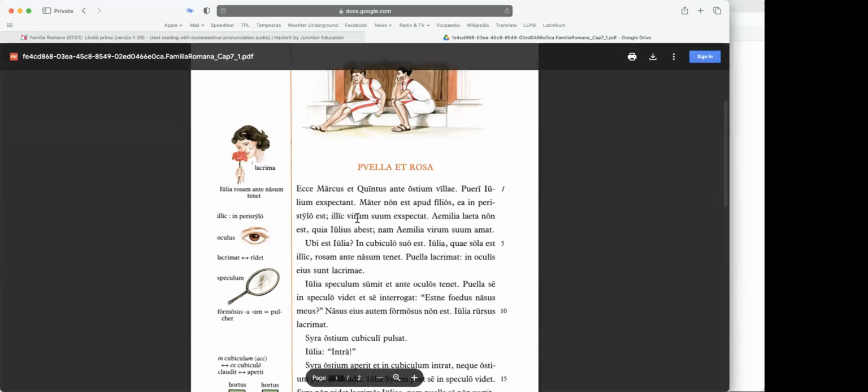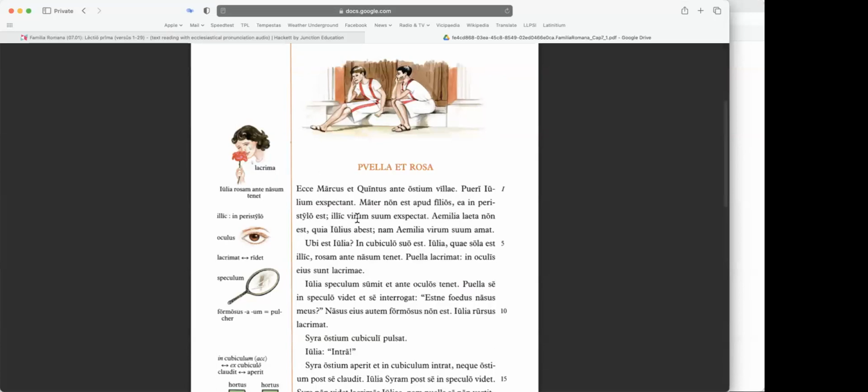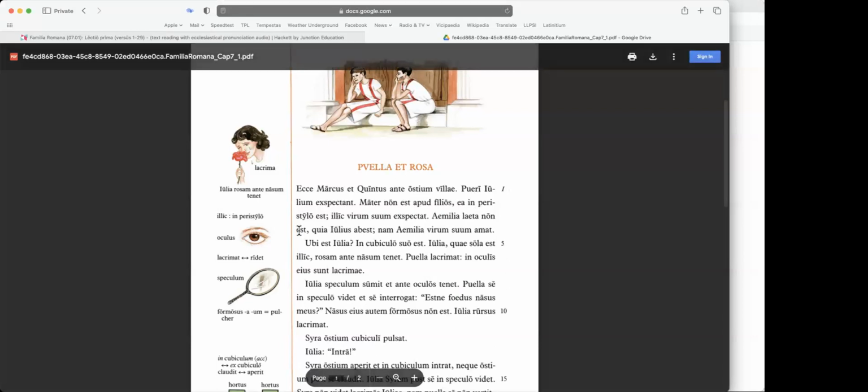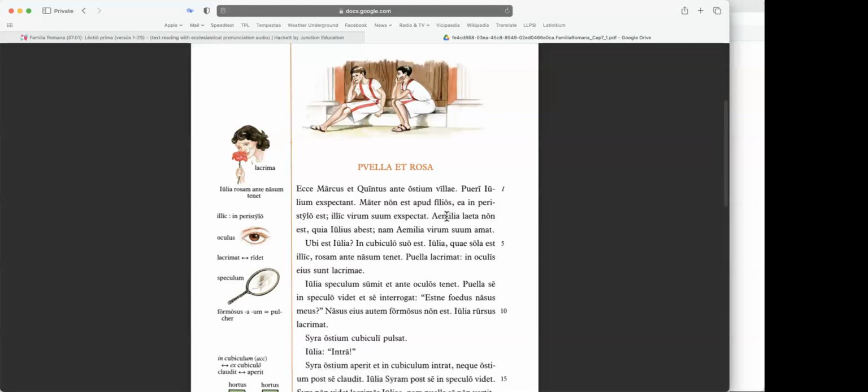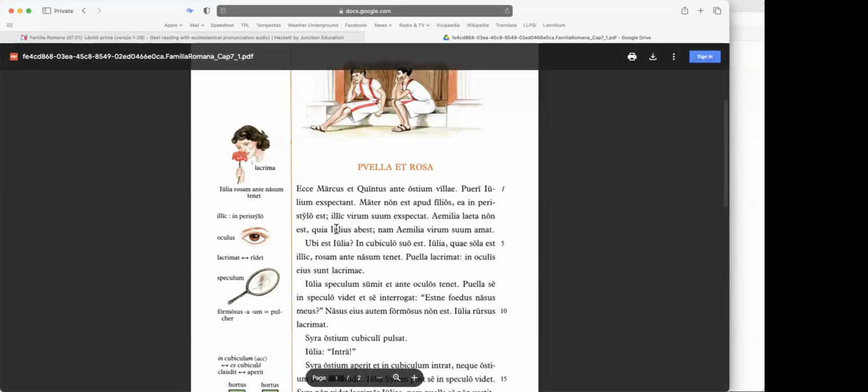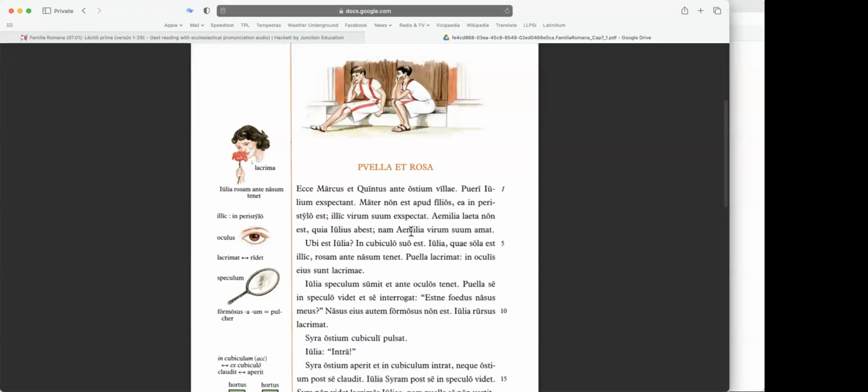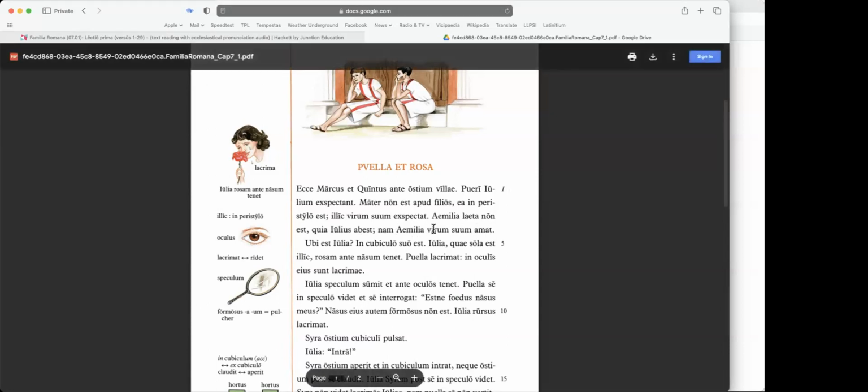Now, virum can mean man, but it can also mean husband in this context. And to a certain extent, we do that same thing in English. My wife would probably say, I'm expecting my husband, but it would be equally intelligible if she said, I'm expecting my man for dinner or something. Emilia laeta non est, quia Julius abest. Emilia is not happy because Julius is not there. Nam Emilia virum suum amat, for Emilia loves her man.